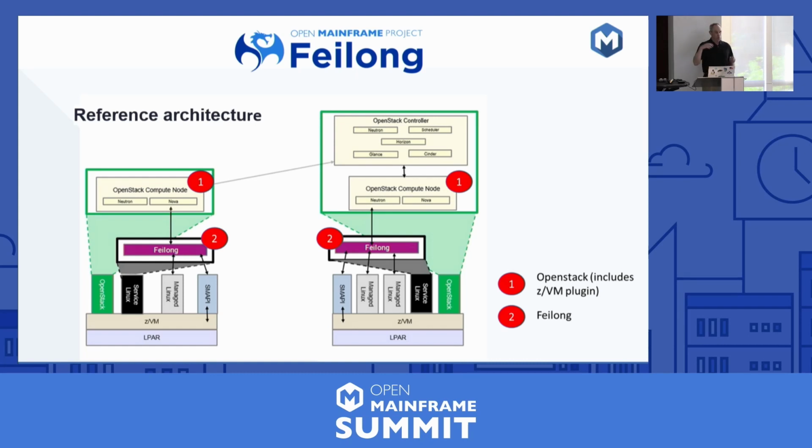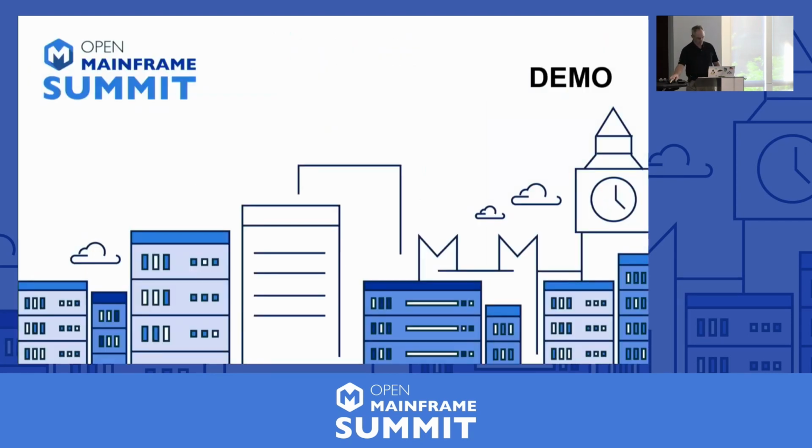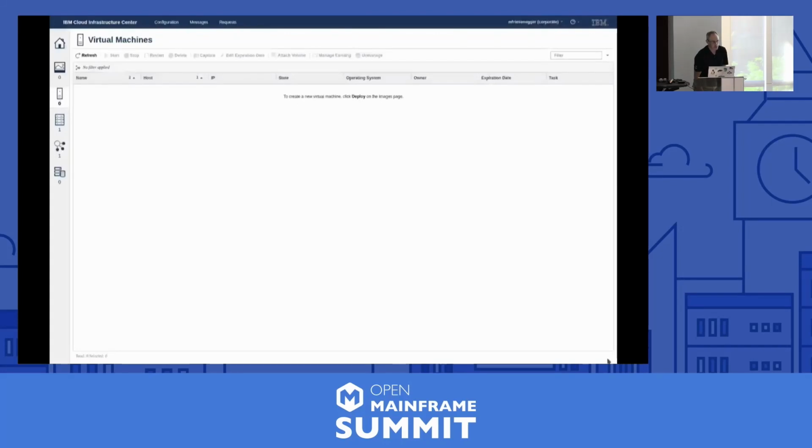And it's going to receive what I'm doing via web browser. And then it's going to send a request to Feilong, which in this case is highlighted as number 2, that kind of purplish looking thing. And then Feilong is going to work through SMAPI to tell z/VM what to do. Okay? Make sense? All right, let's show you how this thing works. I'm going to put my glasses on so I can see what I'm doing. Flip over here. So here is the IBM Cloud Infrastructure Center web interface. It's pretty straightforward.